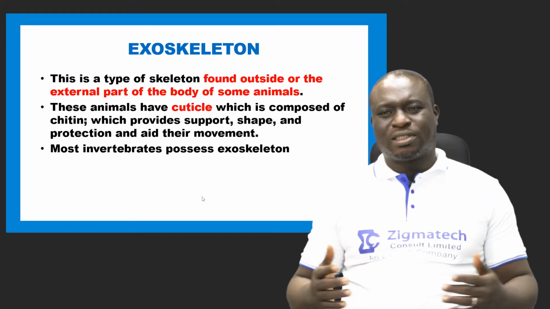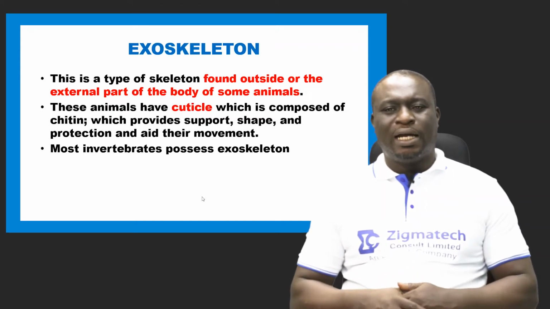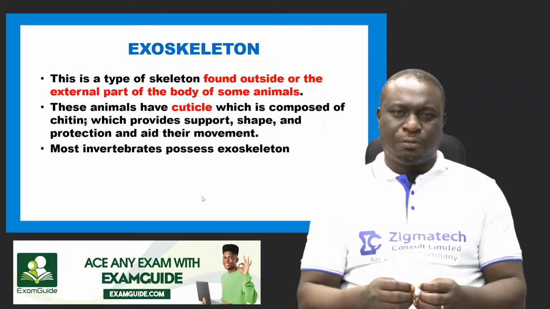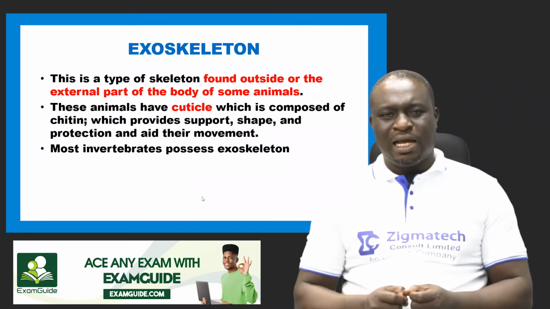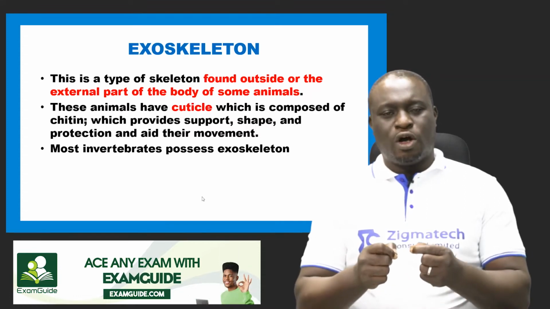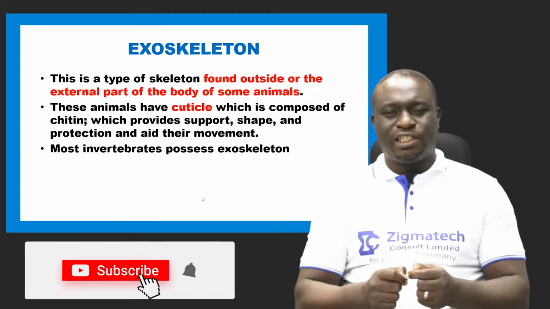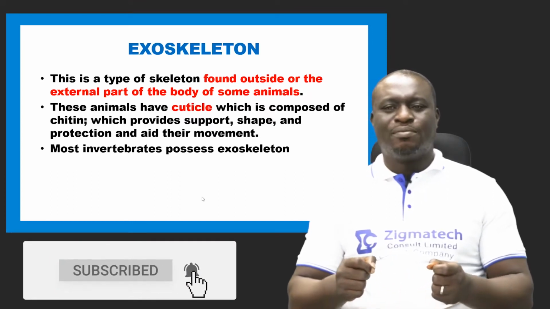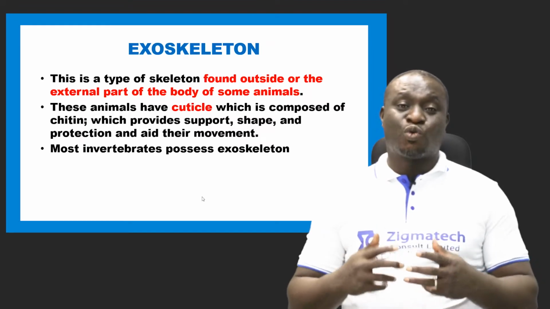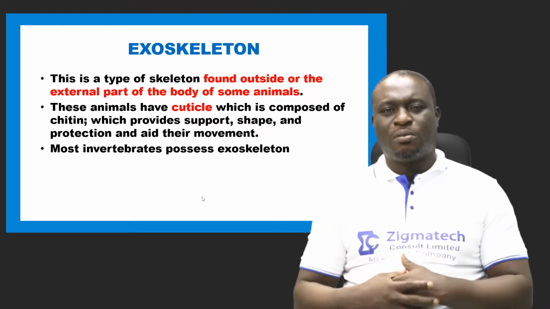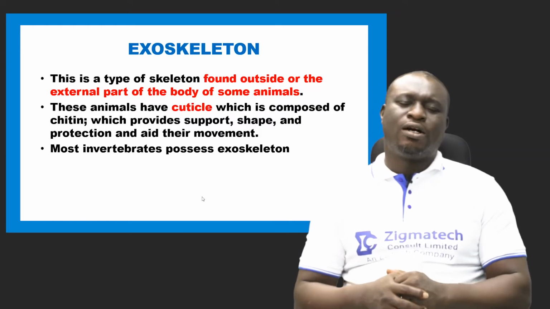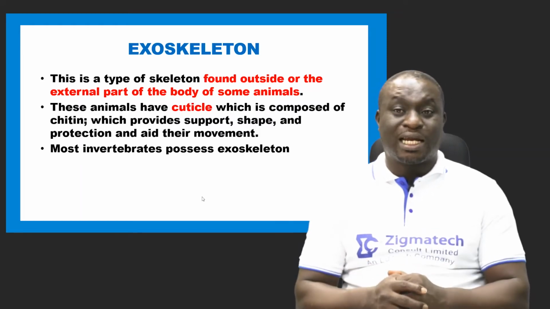It is found outside the body of some animals. Now, these animals possess what we call cuticle. These cuticles are also made up of a compound or substance we call chitin. This chitin provides support, shape, and also protects as well as aids movement in some of these organisms that possess exoskeleton. Now, what are the organisms that possess exoskeleton?